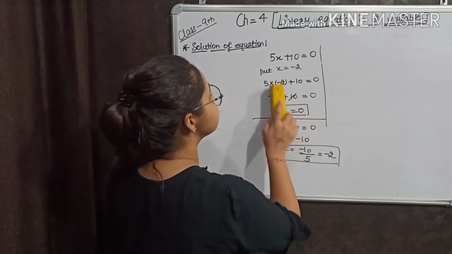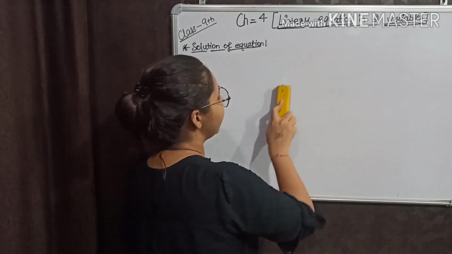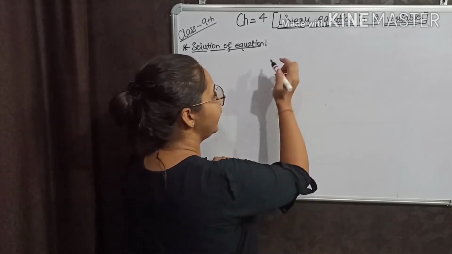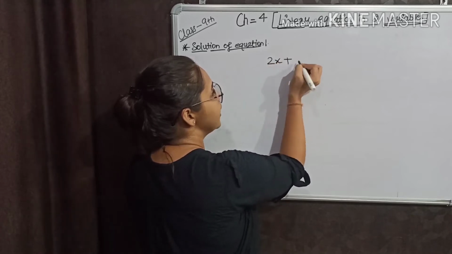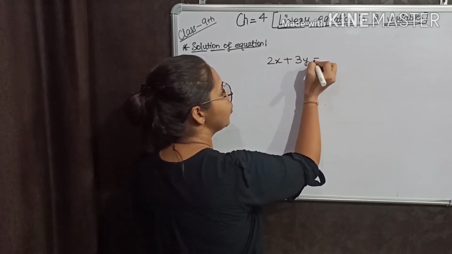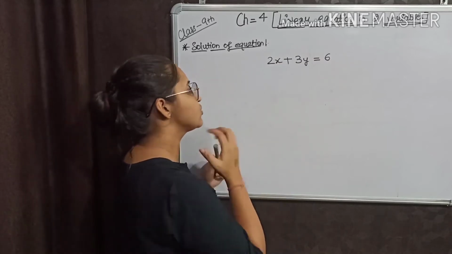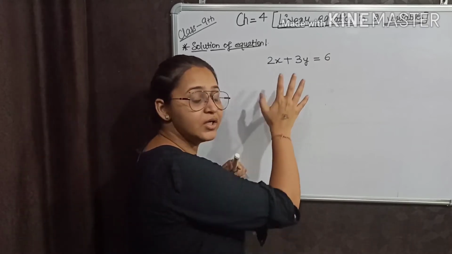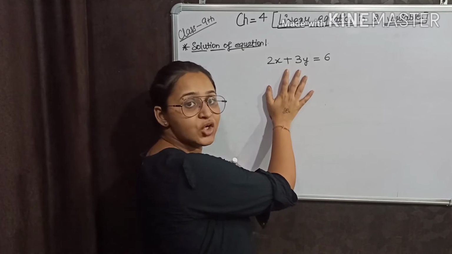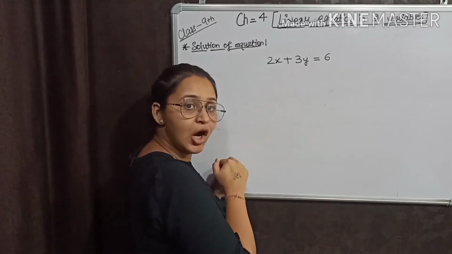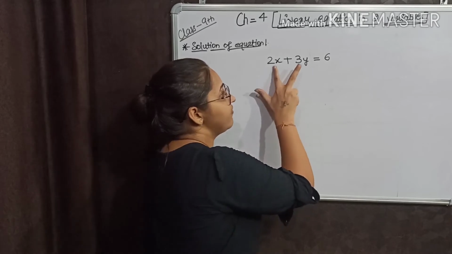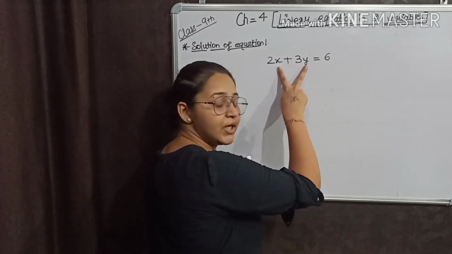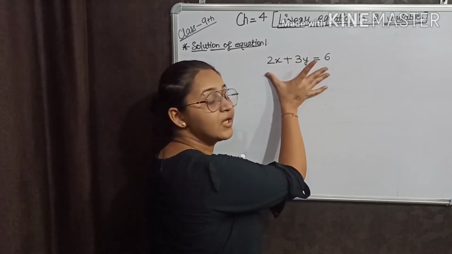Now our chapter is linear equation in two variables. So I am writing here the general form of a linear equation. I am taking one equation in two variables like 2x plus 3y is equal to 6. Now see, if I have to find the solution of this equation, how will we proceed? Solution means the values of these two variables that will satisfy the given equation.